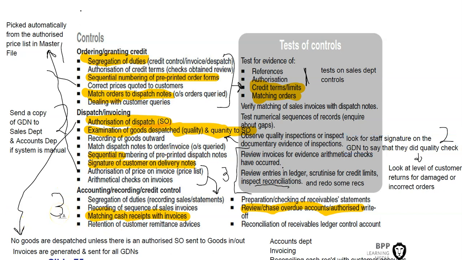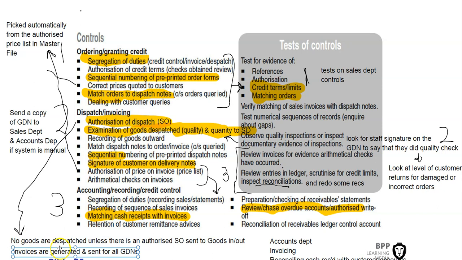Accounting and recording, and I'll move invoicing down around here, is that invoices pick prices from the master list. They should agree with what's on the sales order. All that should be linked in with the system. Checks on invoices: if you've got a computerized system, you probably don't need to do that because the invoice will be calculated properly. Other controls that are in place.